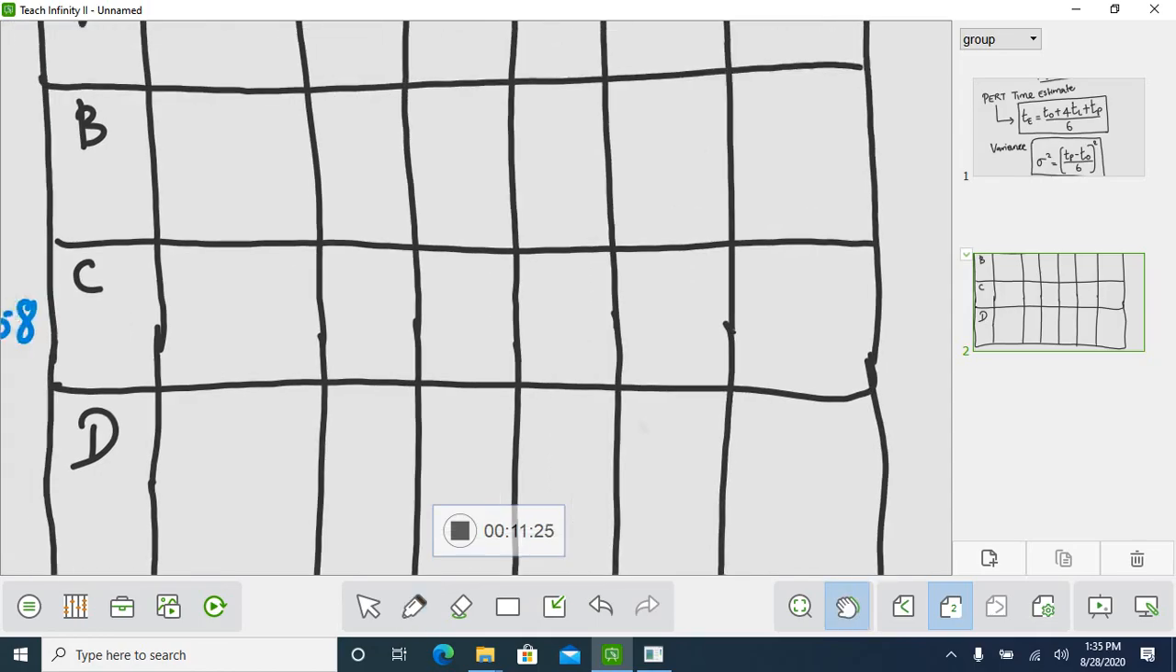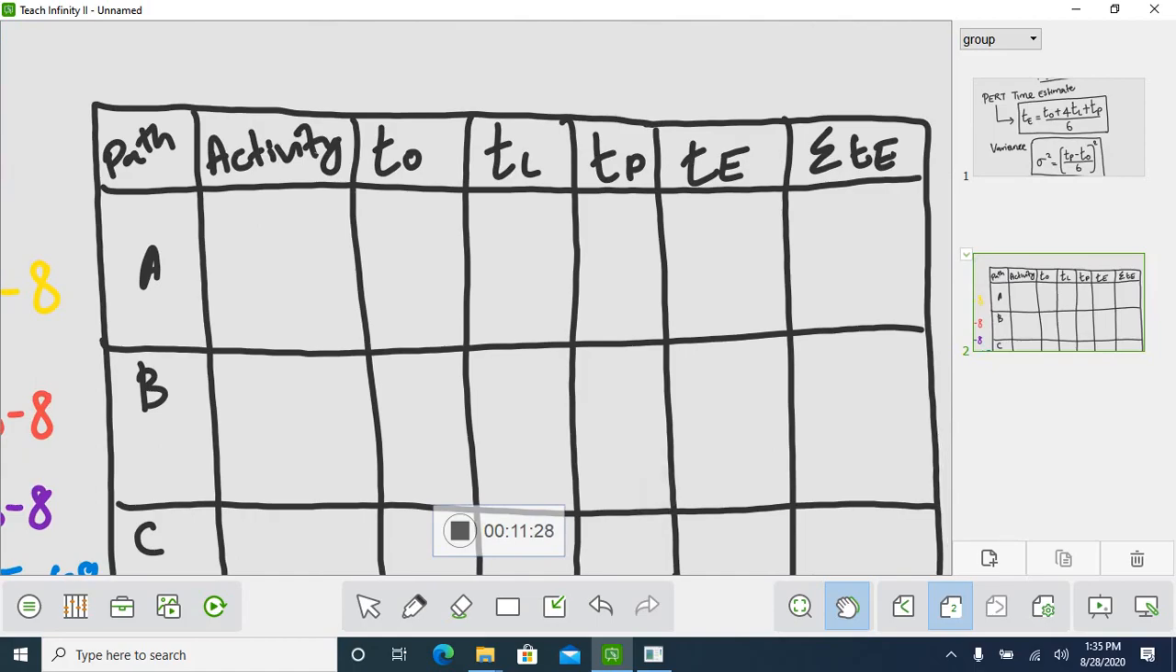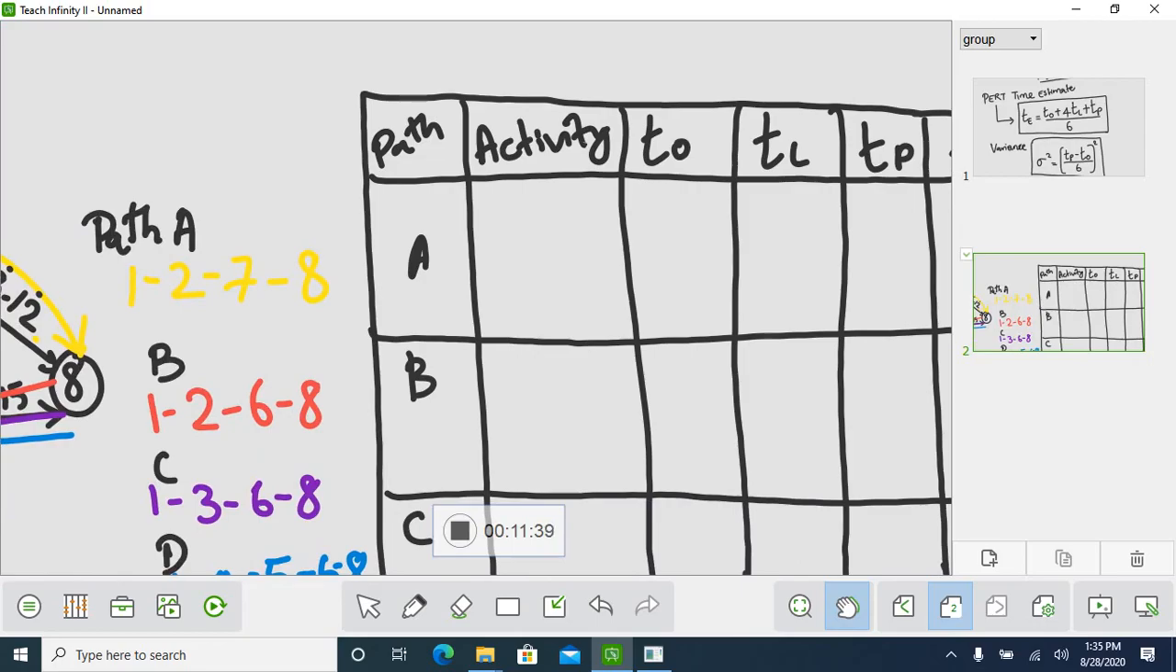Okay. Shall we start to do? So this is your main theme, that you will be writing all the paths which you have identified, and for each path, if you take A, what is A? A is path 1, 2, 7, 8. So how can you write your paths? You can write 1 to 2, 2 to 7. Next is 7 to 8. So these are the three activities. So in path A, you have three activities.